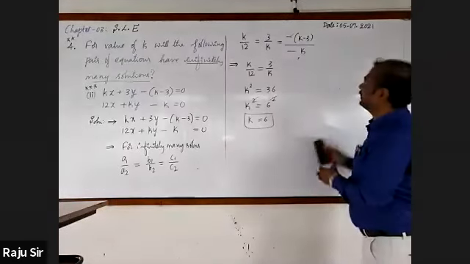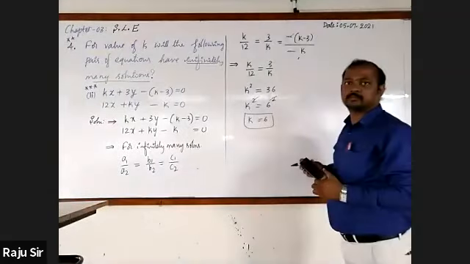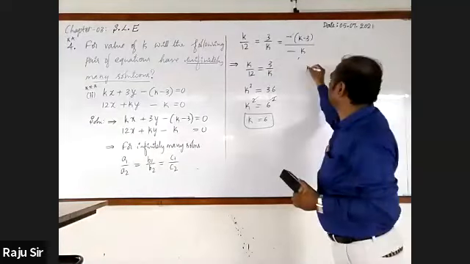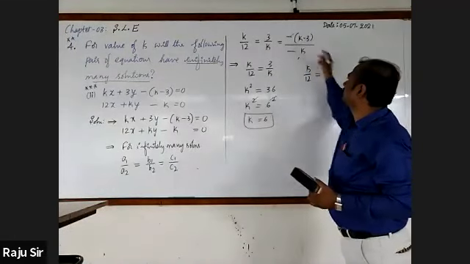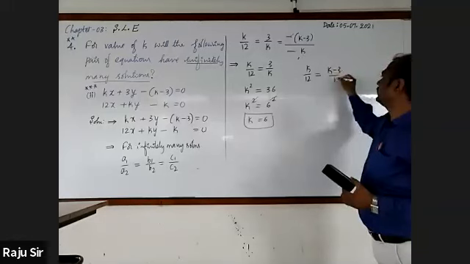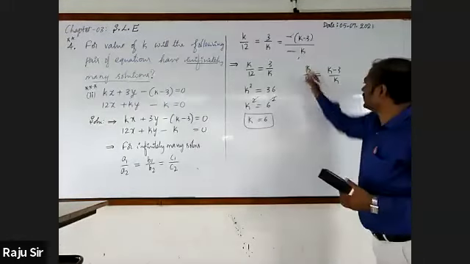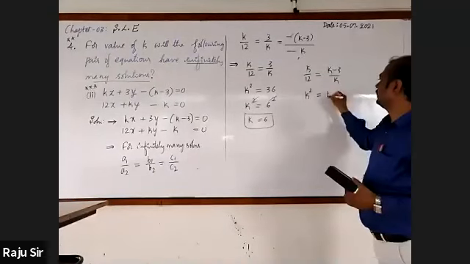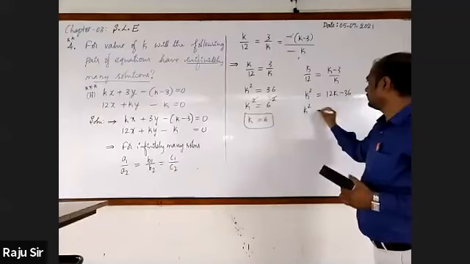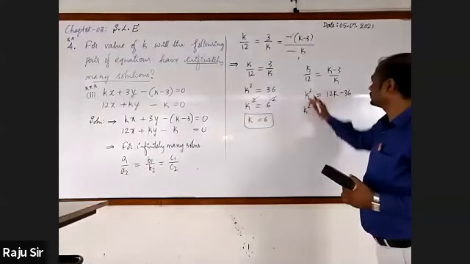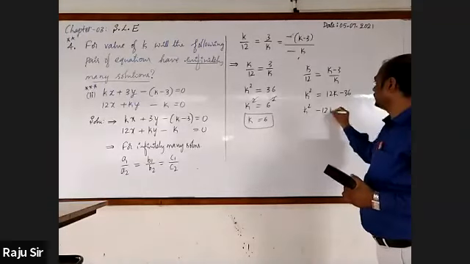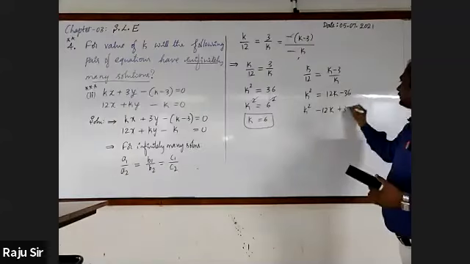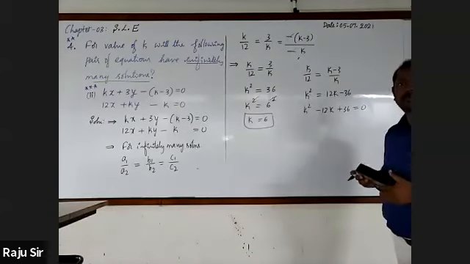Let me go for taking first and last. Observe. First ratio is k by 12. Last ratio is k minus 3 by k. Now you may cross multiply. It is k square, equal to cross multiply 12, it is 12k minus 36. So k square, transfer these two to the left hand side, minus 12k plus 36 equal to 0.